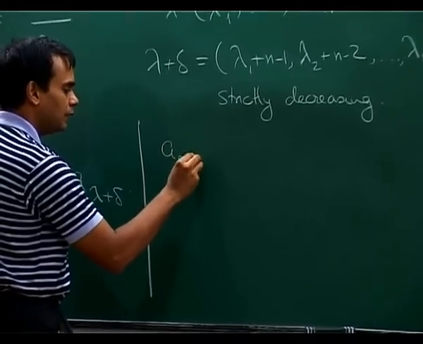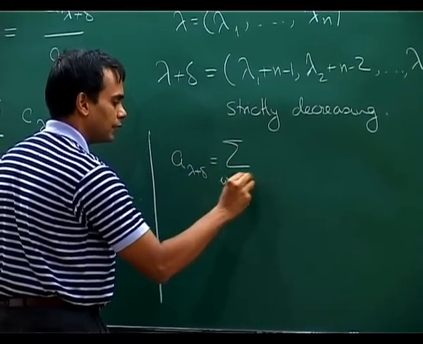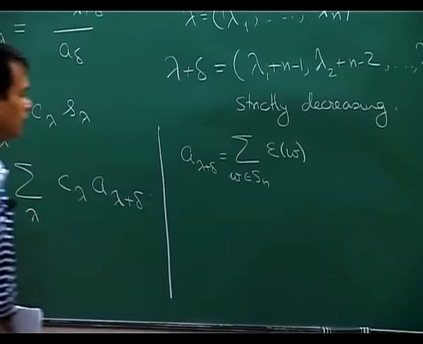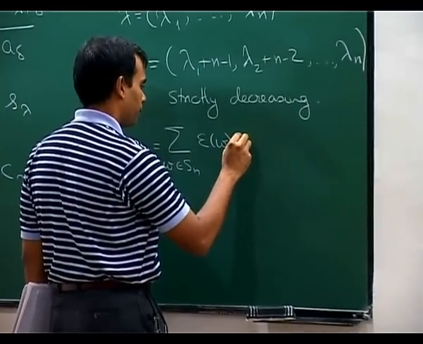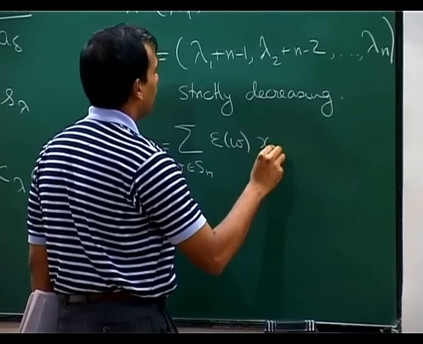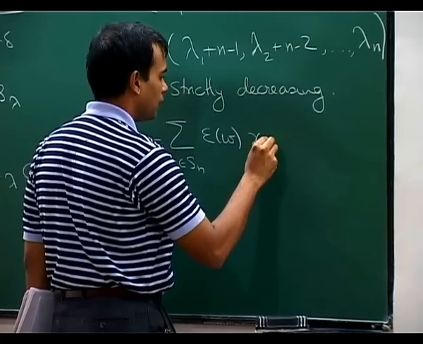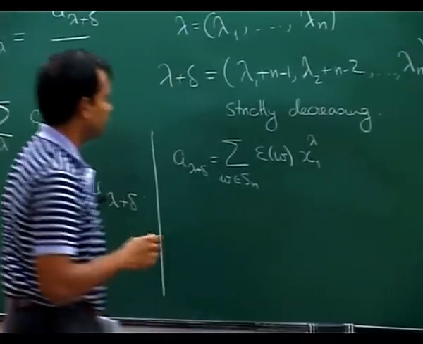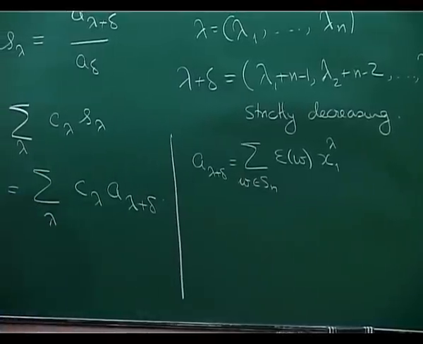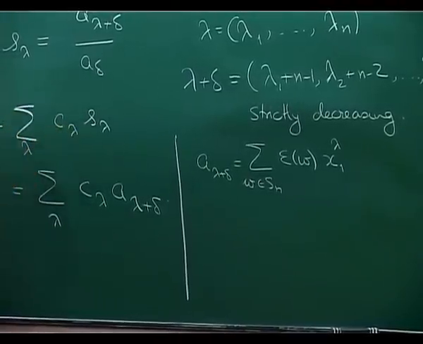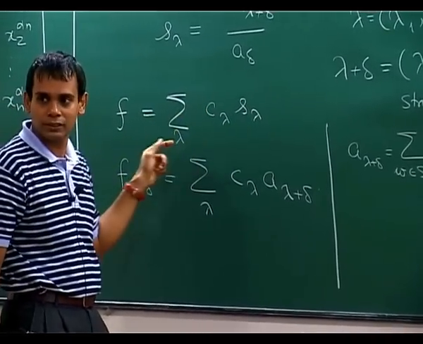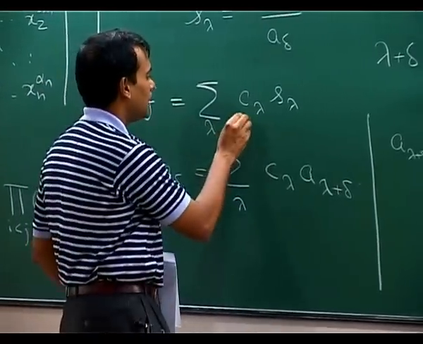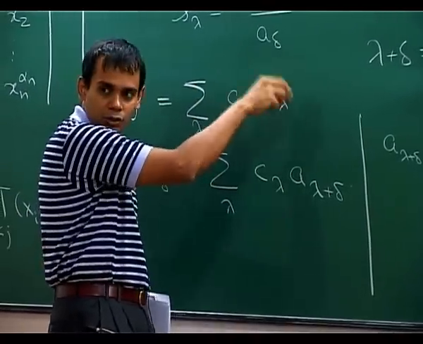A lambda plus delta is the sum over all permutations in Sn, sign of the permutation, it's plus or minus 1, and then x1 to the power... Here f is some symmetric function which I have written as a linear combination of Schur functions. What is C lambda? These are the coefficients. So these are just elements in your field and these are the Schur functions themselves.